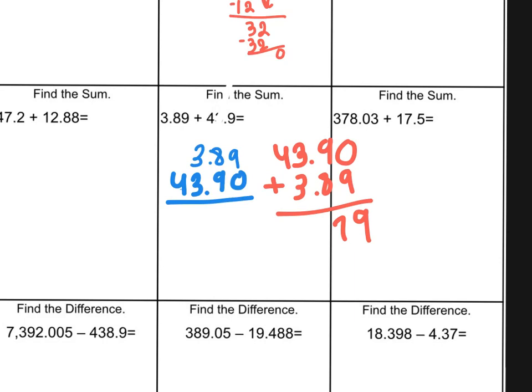If we add those together, we'll get a 9 here. We'll get 17, carry the 1. Our decimal goes straight down, which I did. 3 plus 3 makes 6, add 1 is 7, and the 4 is by himself. So our final sum is 47 and 79 hundredths.